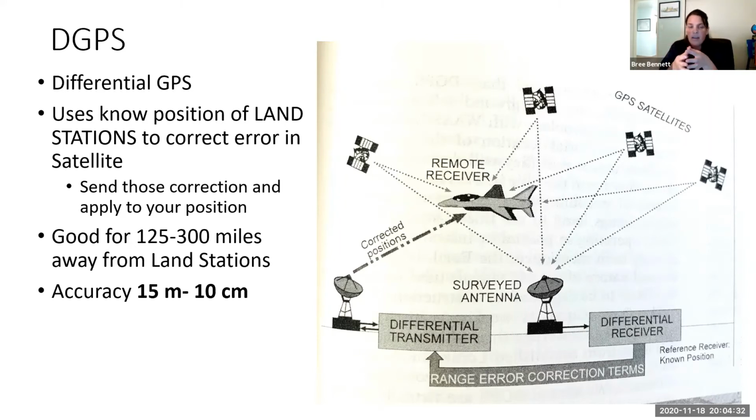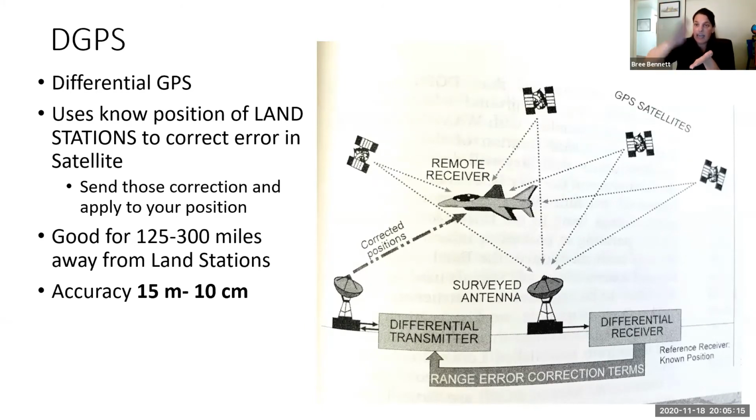I'm pretty sure there's one if you drive down to Carlsbad or down to San Diego, past Camp Pendleton. It's kind of like a little white tower thing. Anyways, that is a land station, acting as a receiver. The satellite sends out its signal, the land station receives it, and it can calculate any error. It can say, oh, there was a little bit of error in that satellite.